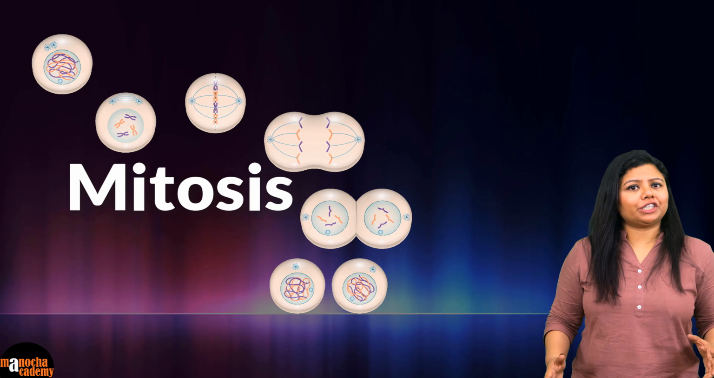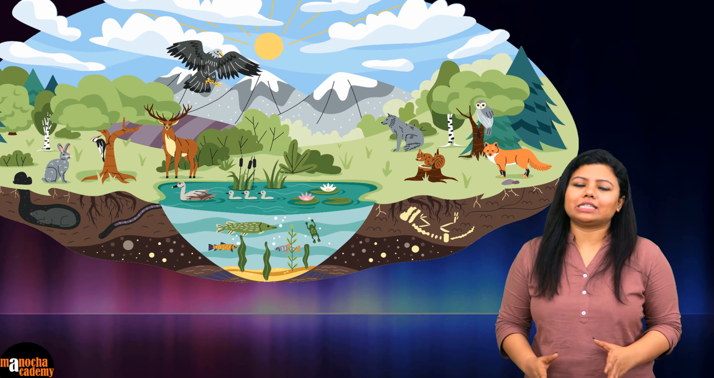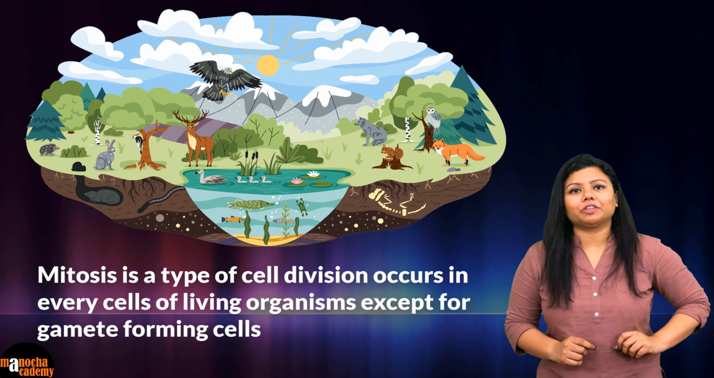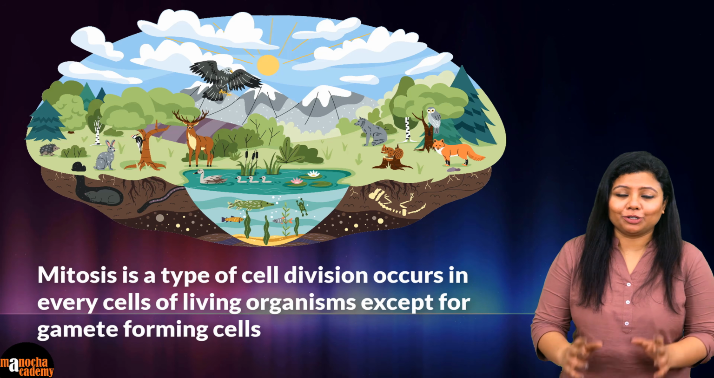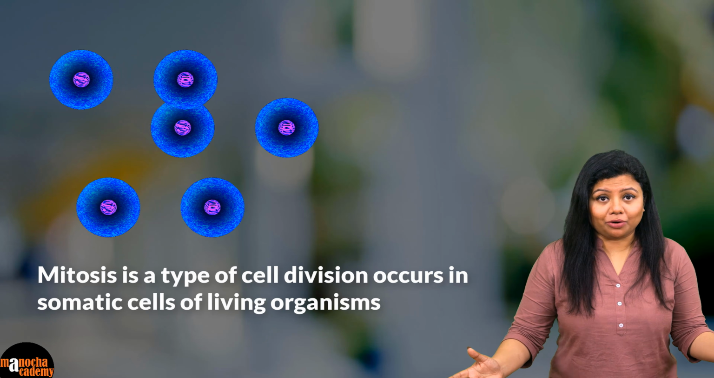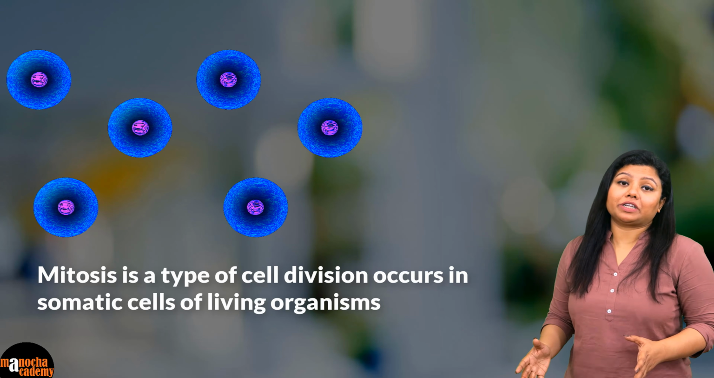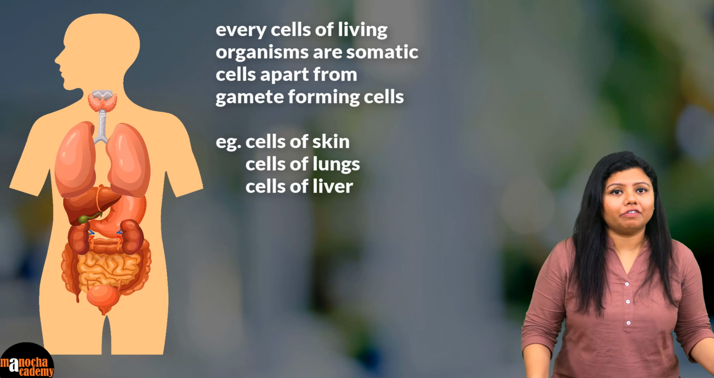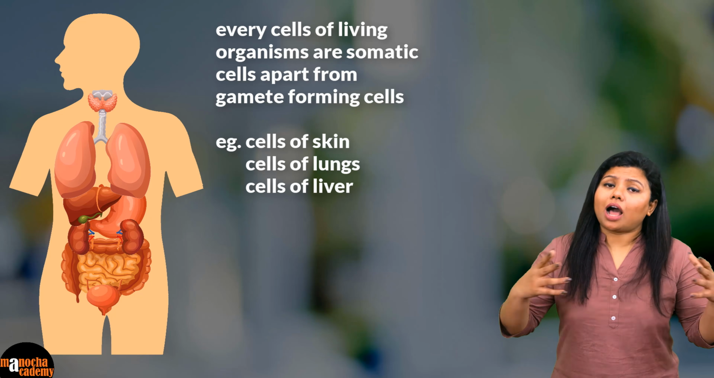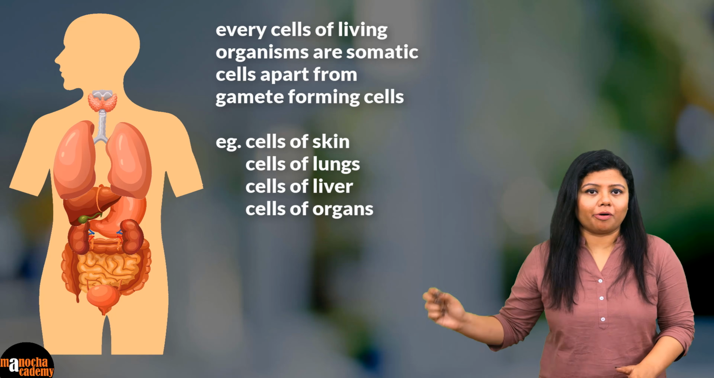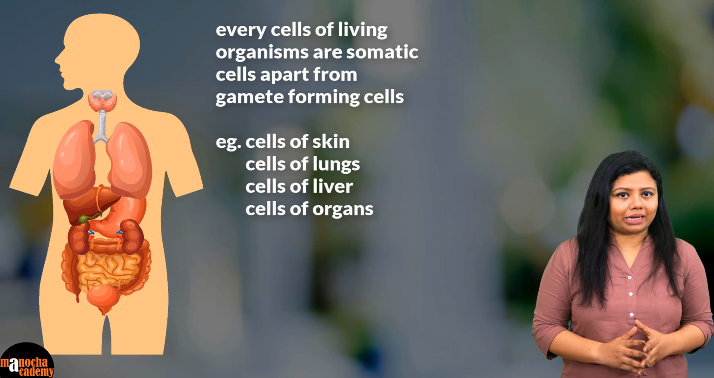So what is mitosis? It's a kind of division that takes place in most of the cells in living organisms, except those cells which are responsible for the formation of gametes, that is units of sexual reproduction. So let's consider all the other cells. They are known as somatic cells. For example, the cells of your skin, the cells of your lung, the cells of your liver, the cells of your other organs that you can think of other than those which are forming gametes are all your somatic cells.